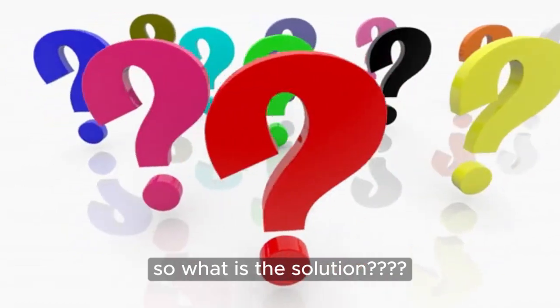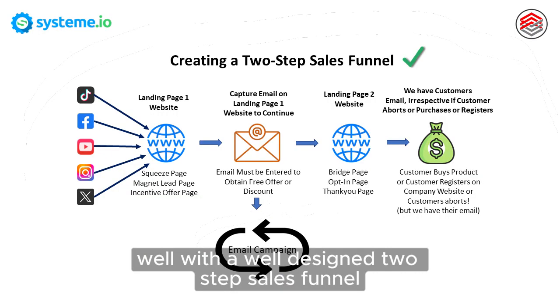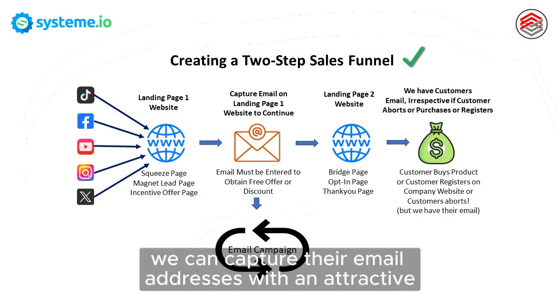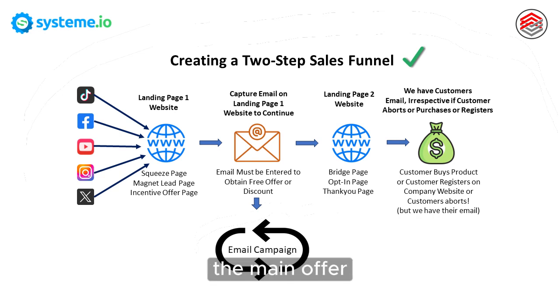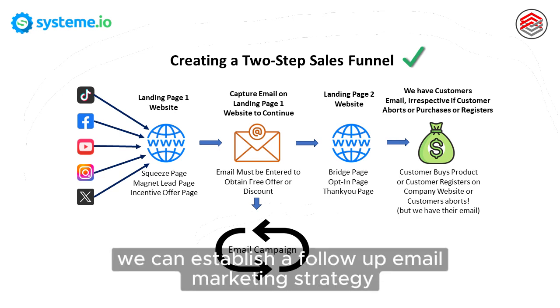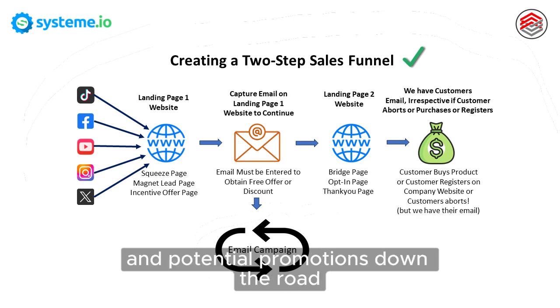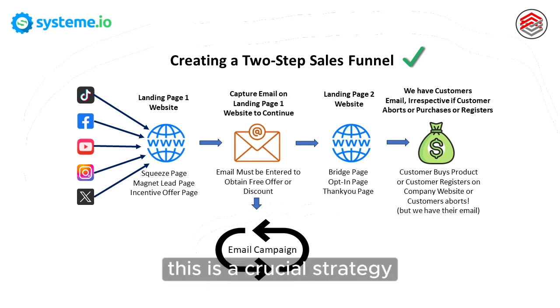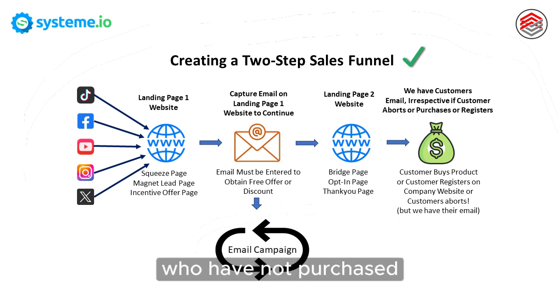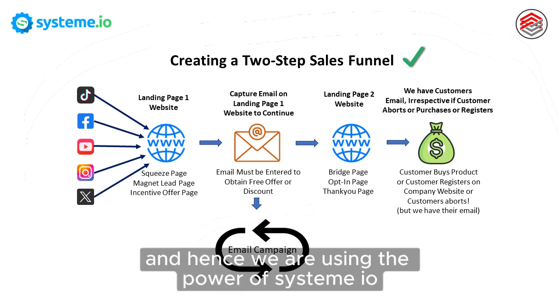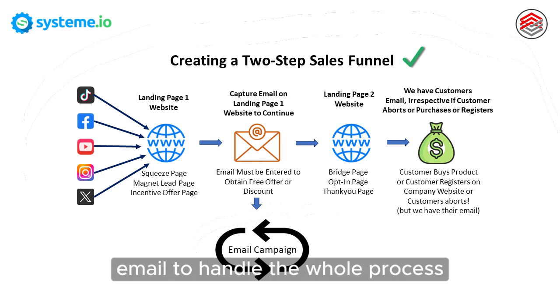So what is the solution? Well, with a well-designed two-step sales funnel, we can capture their email addresses with an attractive lead magnet before directing individuals to the main offer. In doing so, we can establish a follow-up email marketing strategy and potential promotions down the road. This is a crucial strategy in following up on potential customers who have not purchased, and hence we are using the power of Systeme Responder with the collected emails to handle the whole process.